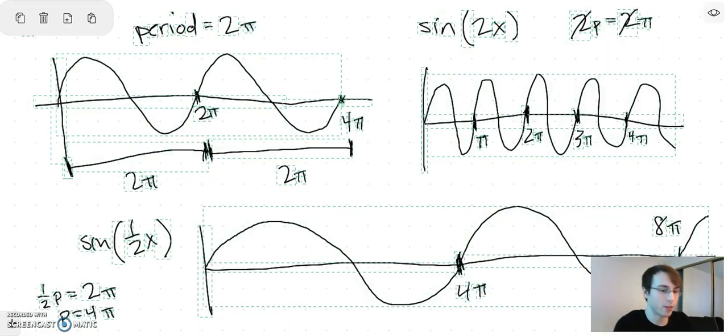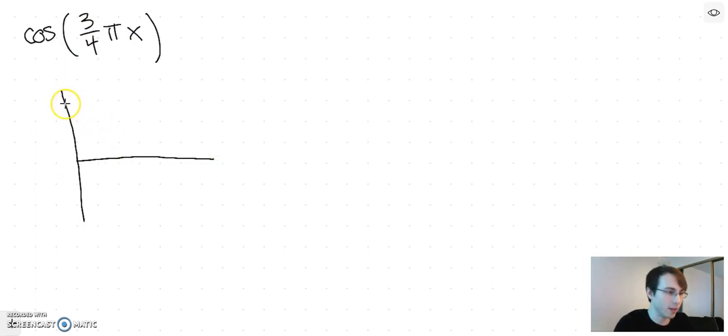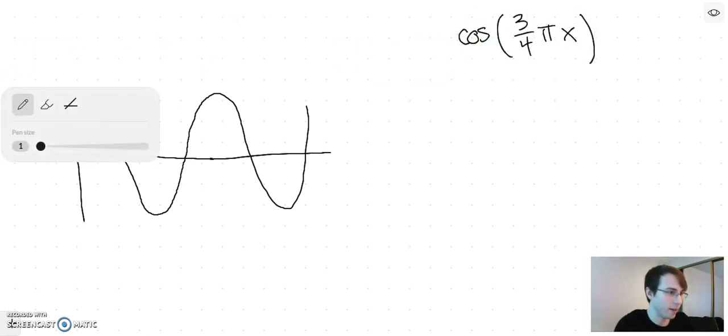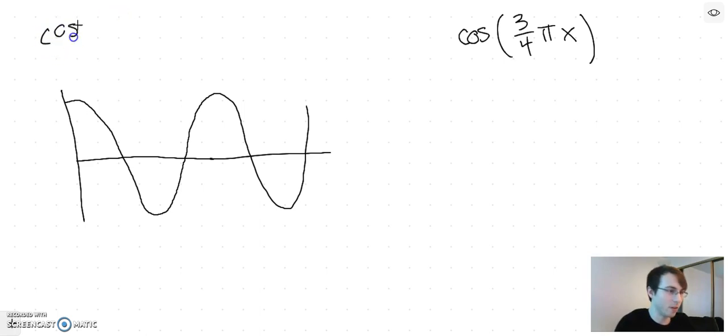So let's try it with cosine, just getting some more practice. Let's do a more challenging one. Let's take cosine of 3/4 pi x. All right, this is kind of a monster, but we'll get through it. So remember, the graph of cosine normally looks like this. Actually, let's move this over here and label this just with graph of cos of x.